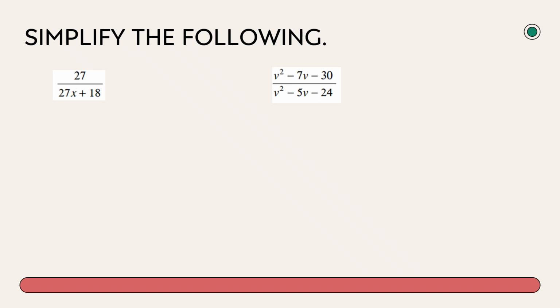Now, let's try these examples here. Let's number this as number 1, and this is number 2. Okay, for number 1 here, 27, since 27 has no common factor. So for 27x plus 18, the common factor is 9. So 9, okay, 27x divided by 9 is 3x.